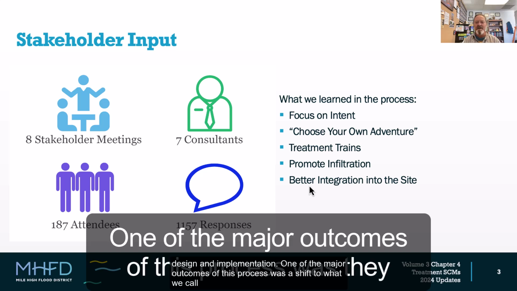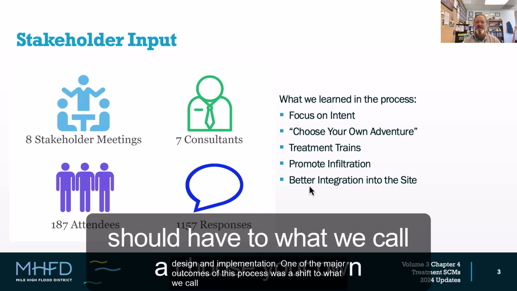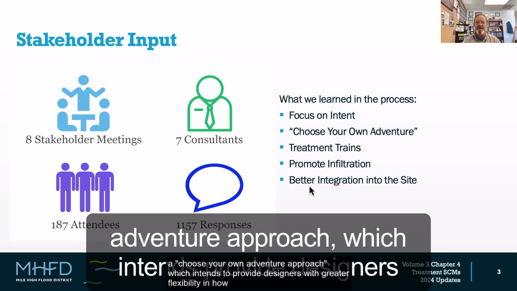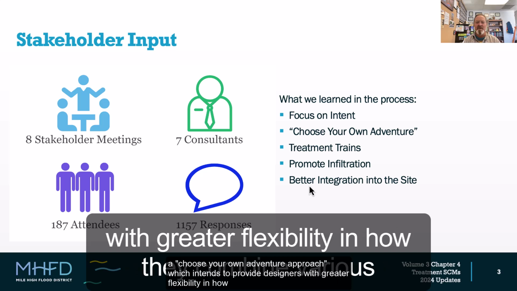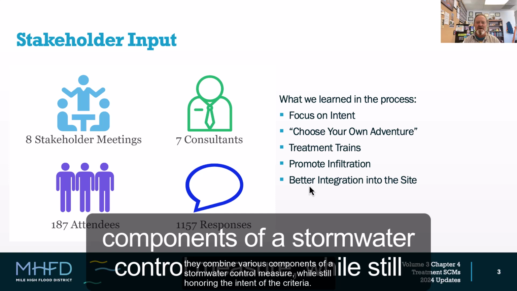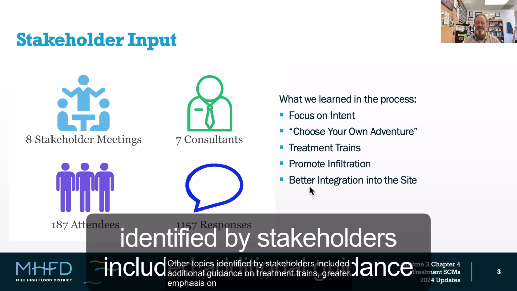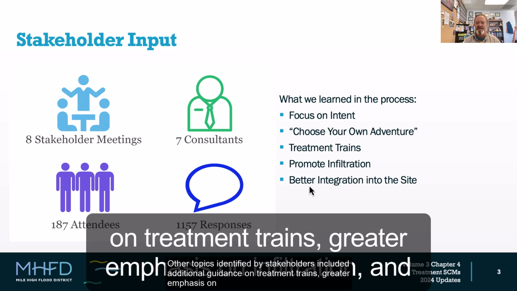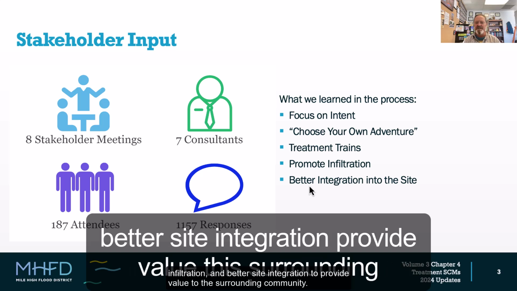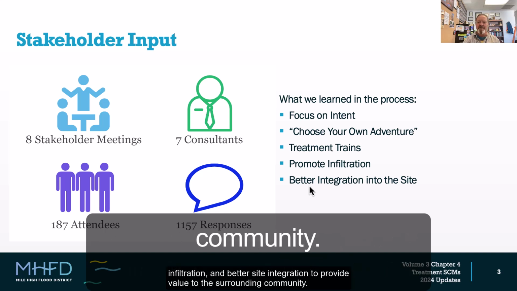One of the major outcomes of this process was a shift to what we call a choose-your-own-adventure approach, which intends to provide designers with greater flexibility in how they combine various components of a stormwater control measure while still honoring the intent of the criteria. Other topics identified by stakeholders included additional guidance on treatment trains, greater emphasis on infiltration, and better site integration to provide value to the surrounding community.